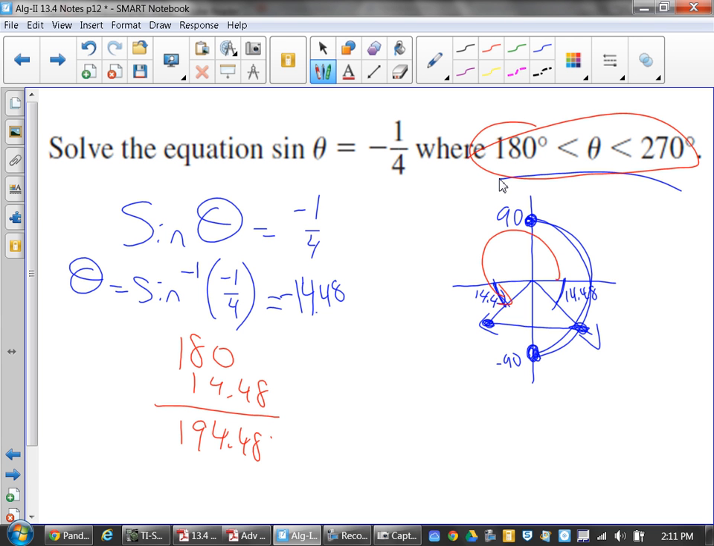Yes, sir. Why can't you have it like a negative degree for the answer? Because the parameter that they're setting is that they want it between 180 and 260. So if they gave you negative numbers, then you could do it negatively by moving it around also, okay?